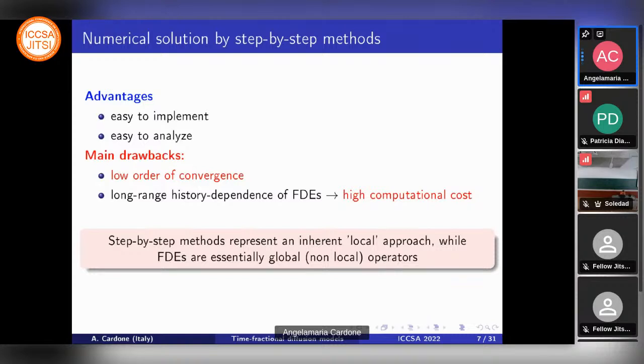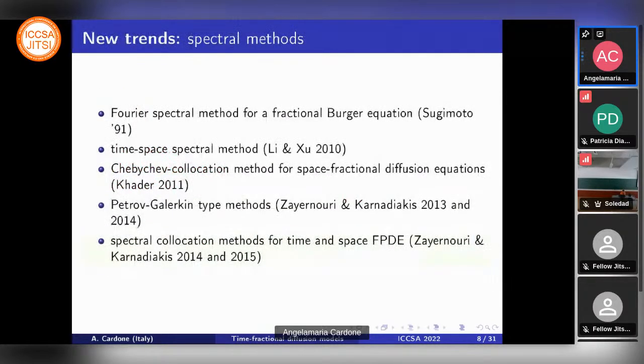Therefore, these problems come from the fact that step-by-step methods represent an inherently local approach, which is more adapted to discretize ordinary differential equations, which are a local model, while fractional differential equations are a global model, a global operator, because of the dependence on the past. Because of this, some global approaches have been proposed in the last years, and in particular, spectral methods. Several classes of spectral methods have been proposed so far, and in particular, we focus on spectral collocation methods.